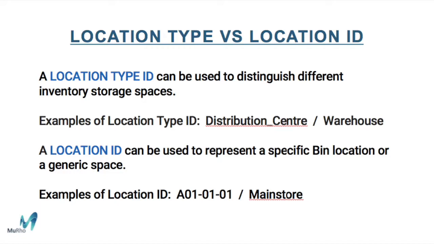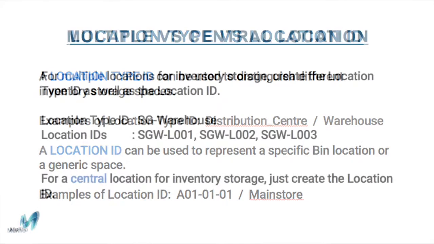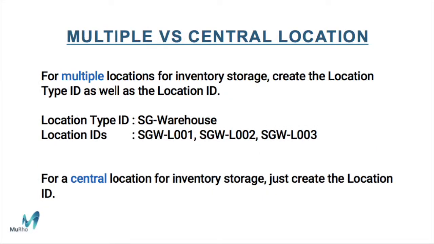For example, A01-01-01 or main store. For multiple locations for inventory storage, create the location type ID as well as the location ID. For example, the location type ID is SG-warehouse. The location IDs that are tagged to SG-warehouse are SGW-L001, SGW-L002, and SGW-L003. For a central location for inventory storage, just create the location ID. Now that you understand the relationship between the location type and the location, let's get started.